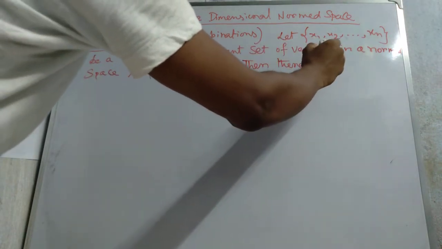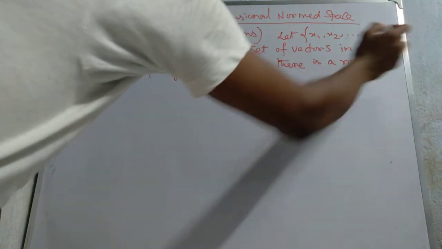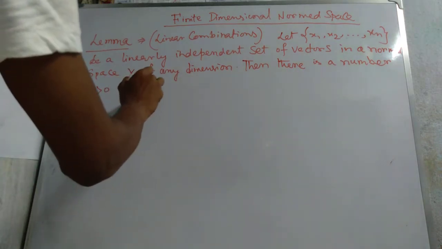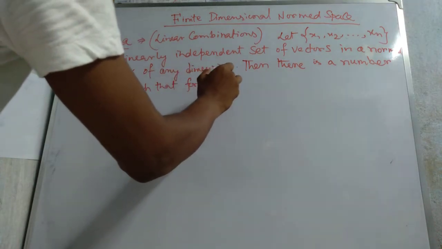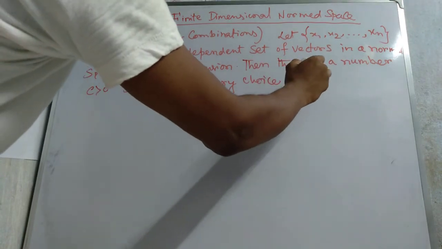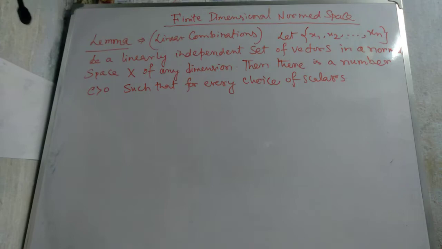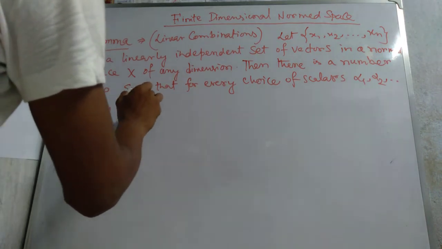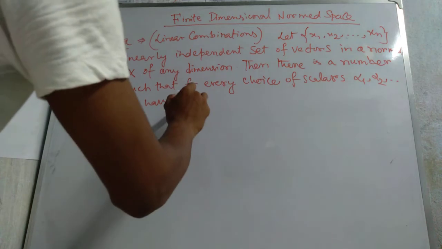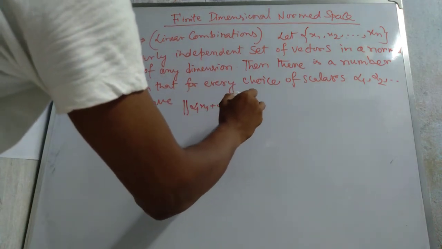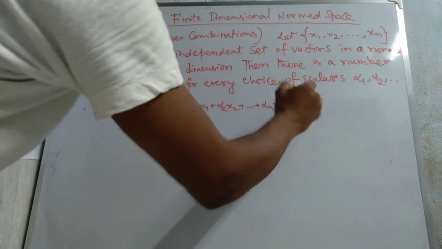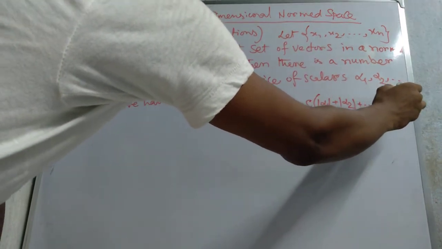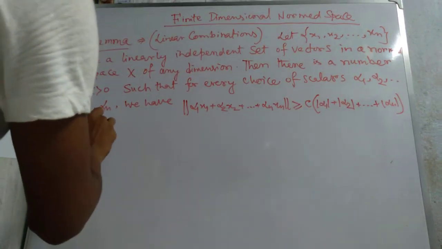such that for every choice of scalars alpha 1, alpha 2, ..., alpha n, we have the norm of alpha 1 x1 + alpha 2 x2 + ... + alpha n xn greater than or equal to c times (norm of alpha 1 + norm of alpha 2 + ... + norm of alpha n), where c is greater than 0.